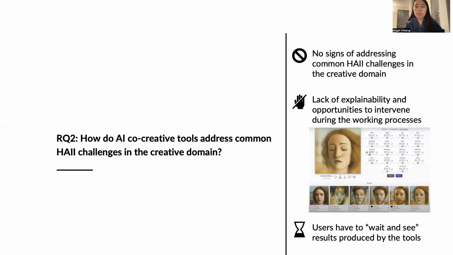Besides, I also noticed that these tools did not offer specific functions to address the 3 types of challenges during human-AI interaction. Moreover, the majority of these tools don't offer explanations for how they work and don't allow humans to step into the working process either. One current solution is to use this type of interactive panel to let users examine how their input influences the output. But still, for most of the tools, users can only wait and see what they get from the tools.